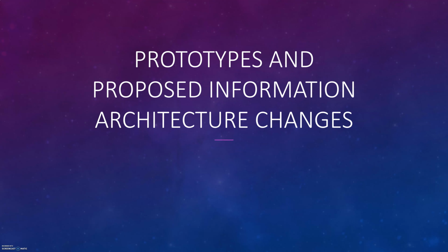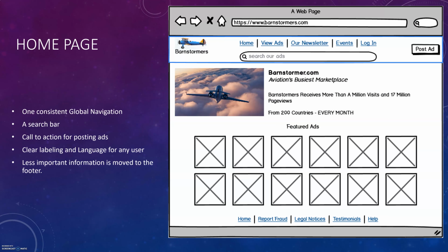So now I'm going to be going into the prototypes and proposed changes. This first prototype is the home page here. Some changes I've done are to have the global navigation bar be consistent, have that search bar for users that are looking for something in particular, and a call to action, which is dragging people's attention to something so they can click on what we need them to click to perform an action, converting them to have them post an ad.